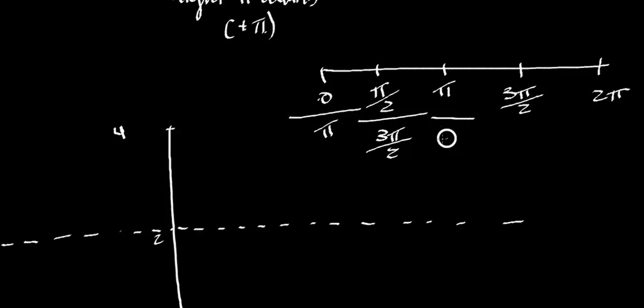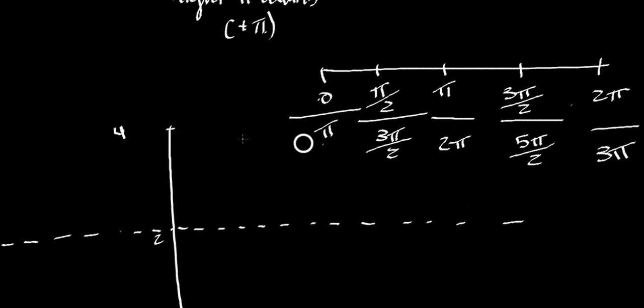What's pi plus pi? Well, it's 2 pi. What's 3 pi over 2 plus pi? That's 5 pi over 2. That's all you're doing. And what's 2 pi plus pi? That's 3 pi. Alright? There, you got your new 5 points. They're transformed. They're moved to the right.